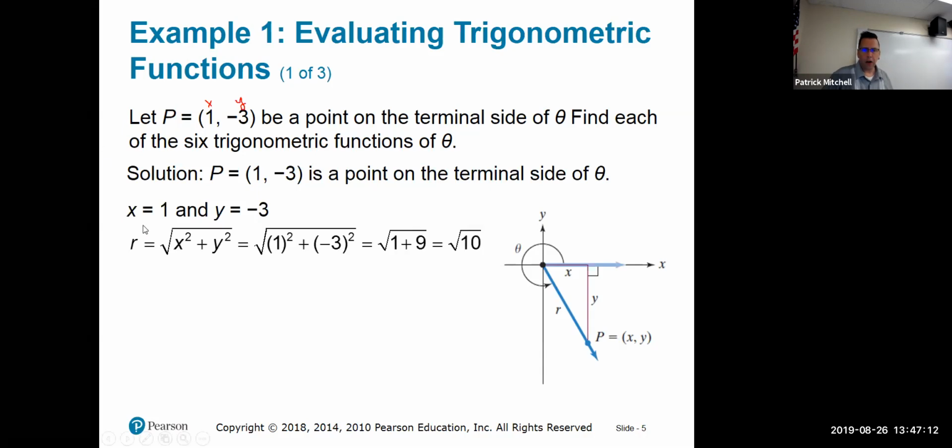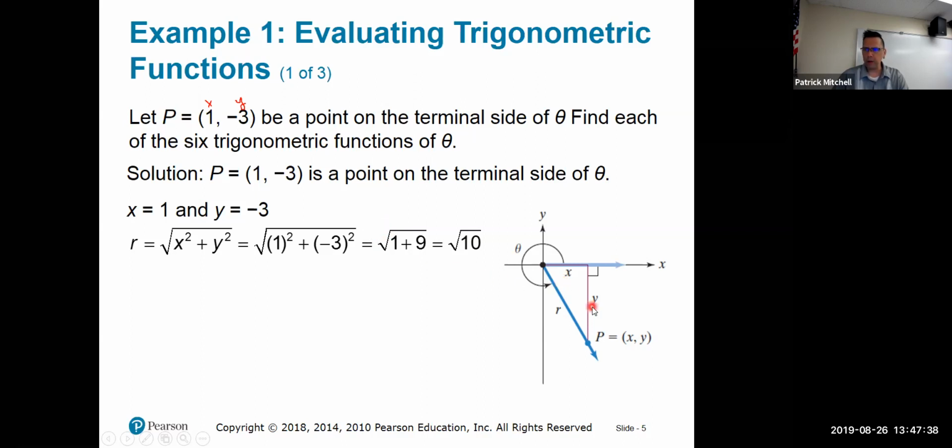So r is the square root of x squared plus y squared. 1 squared plus the square of -3 is 1 plus 9. So r is the square root of 10 by the Pythagorean theorem. So now I have x, I have y, and I have r. Now I can write down all 6 of these using the definition.